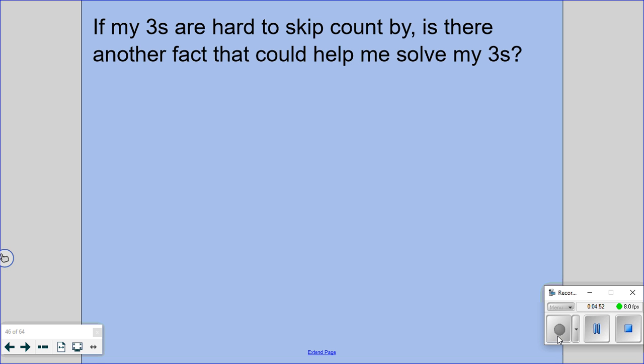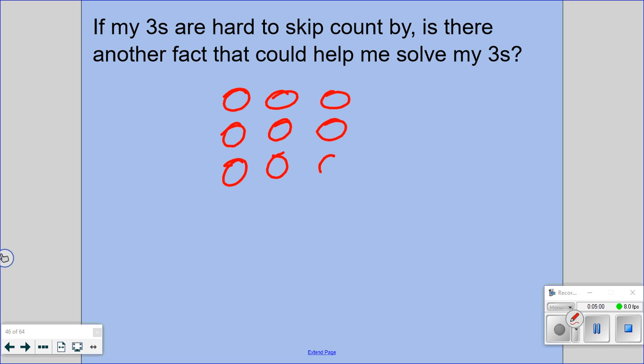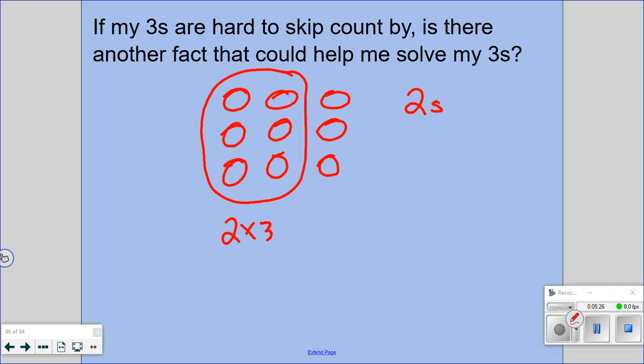Jordan, what do you think? My 2's. So we've got this array drawn. Let me redraw mine really quick. Jordan said my 2's can help me. This is 3 groups of 3. I want you to circle just 2 groups of 3. We're circling that in our notebook. So far we've got 2 groups of 3 circled. Underneath that, write 2 groups of 3.